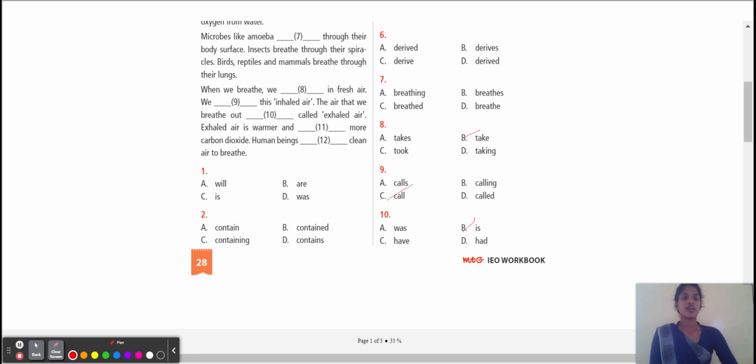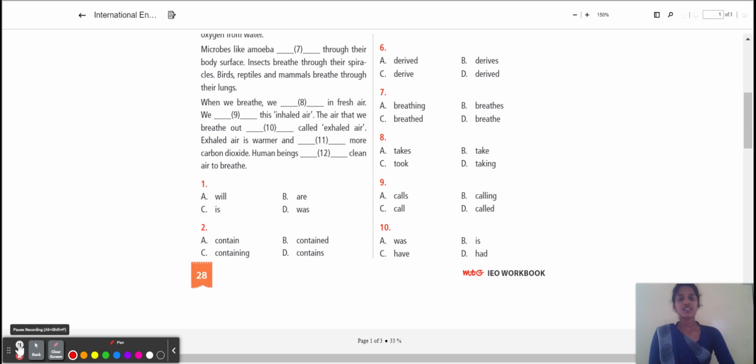Was and had are the past form. Have is a present form. Here they ask only for the past, not present. So we can choose the option as called, and for the tenth one, the answer is is.